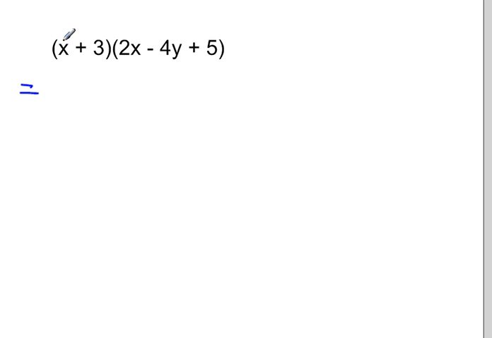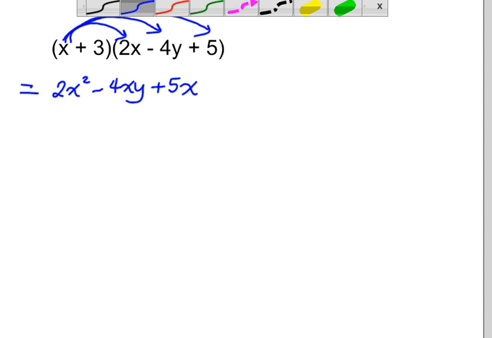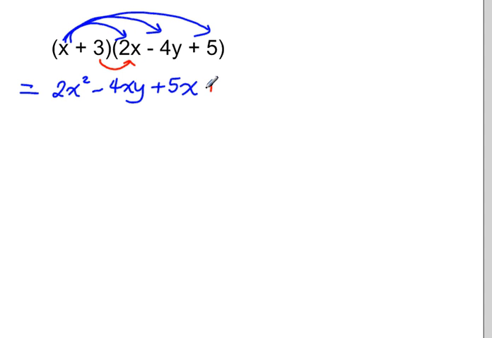So I'm going to take x times 2x and get 2x squared. x times negative 4y, I get negative 4xy. And x times 5, I get positive 5x. Now I'm going to repeat that for the second term. So 3 times 2x, I get 6x. 3 times negative 4y, I get negative 12y. And 3 times 5, I get positive 15.